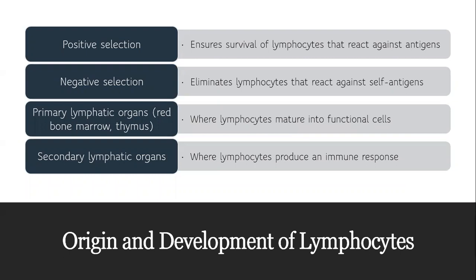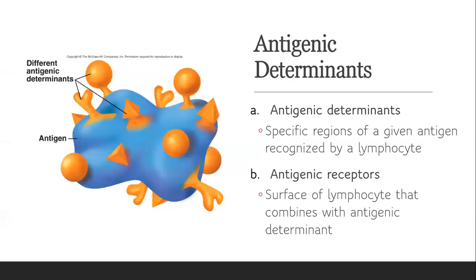So origin development of the lymphocytes. So positive selection. So it ensures survival of the lymphocyte that react against the antigens, while negative selection is the elimination of the lymphocytes that react against self-antigens. So the primary lymphatic organs includes the red bone marrow and the thymus, where the lymphocytes mature into functional cells. And we also have the secondary lymphatic organs where lymphocyte produces an immune response.